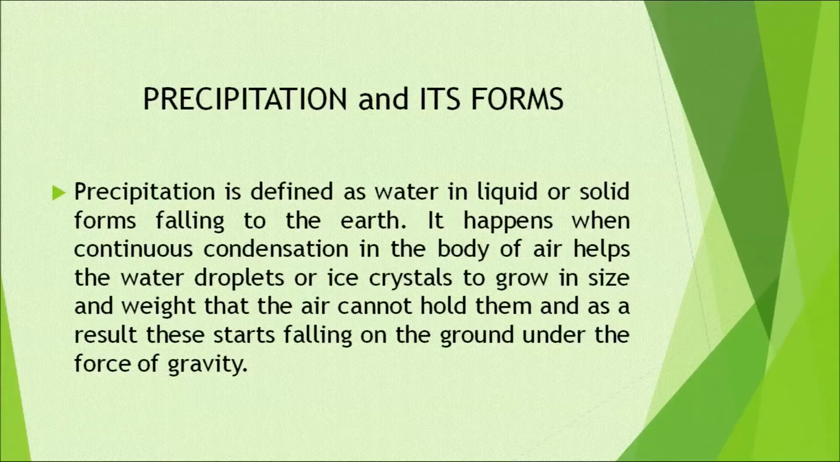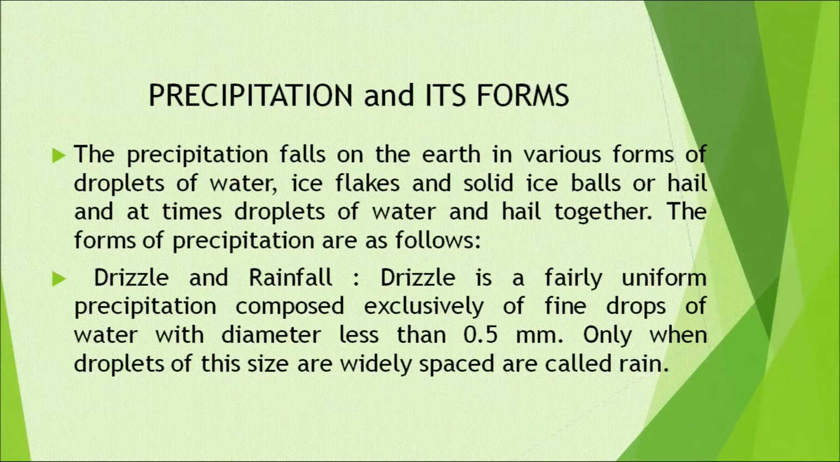Now let's move on to precipitation and its various forms. Precipitation is defined as water in liquid or solid forms falling to the earth. It happens when continuous condensation in the body of air helps the water droplets or ice crystals to grow in size and weight so that the air cannot hold them, and as a result, these start falling onto the ground under the force of gravity. The precipitation falls on the earth in various forms: droplets of water, ice flakes, solid ice balls or hail, at times droplets of water and hail together.